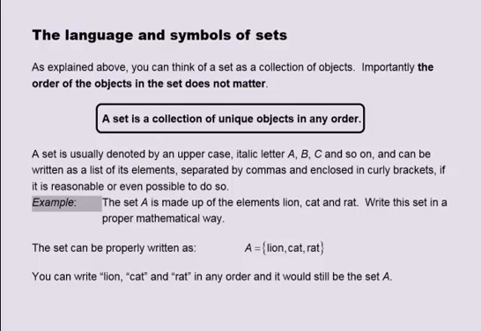Example: the set A is made up of the elements lion, cat and rat. Write this set in a proper mathematical way. The set can be properly written as A equals open curly bracket lion, comma, cat, comma, rat, close curly bracket. You can write lion, cat and rat in any order and it would still be the same set A.